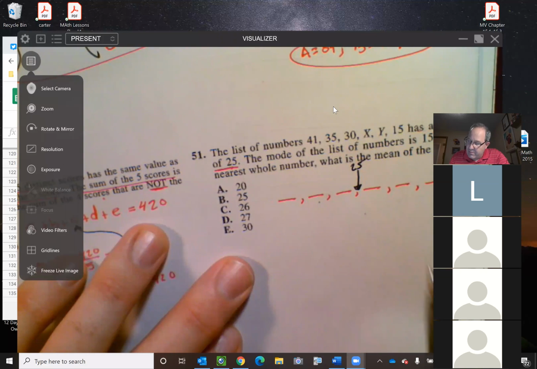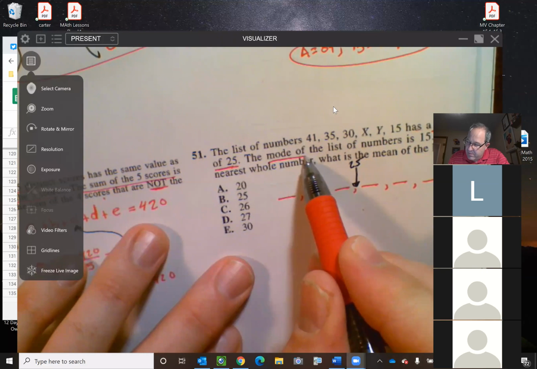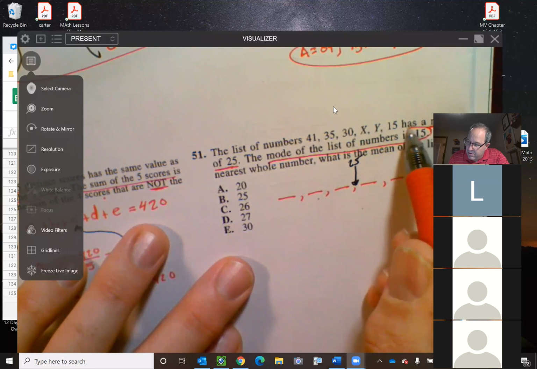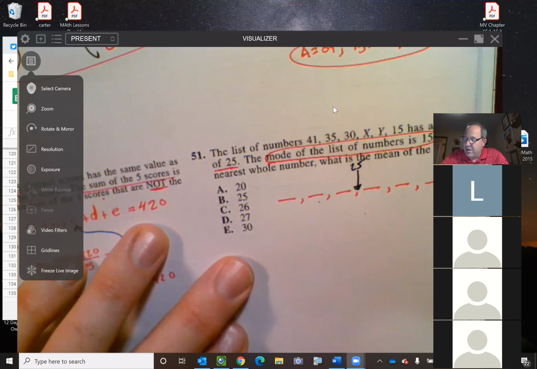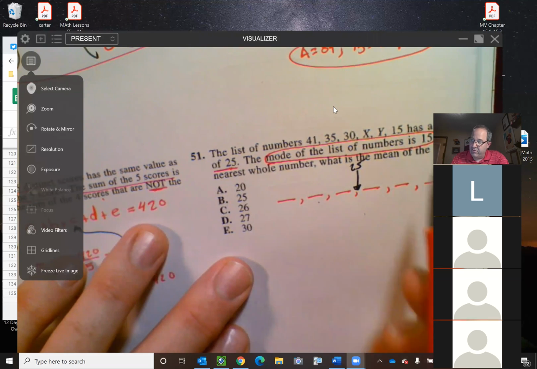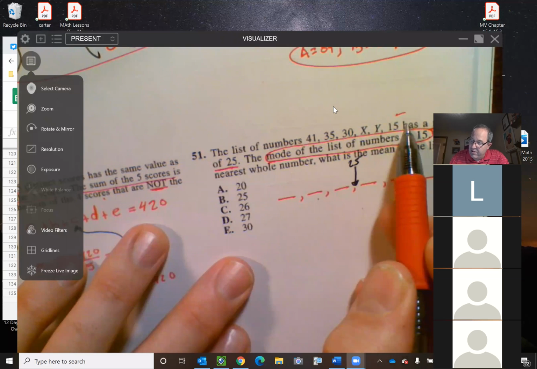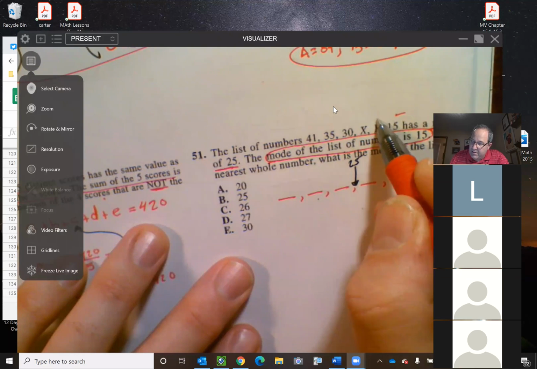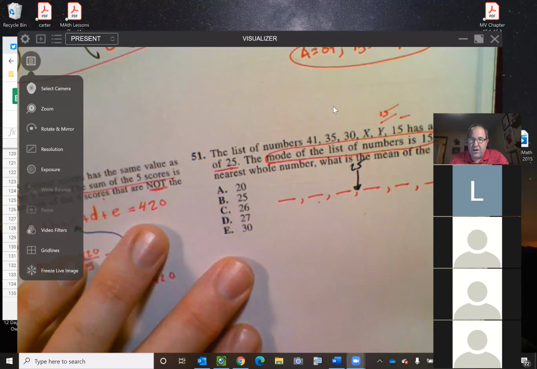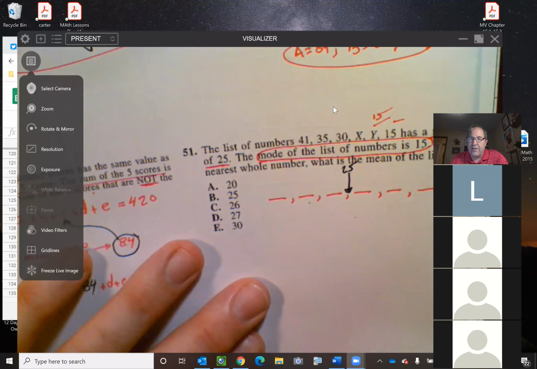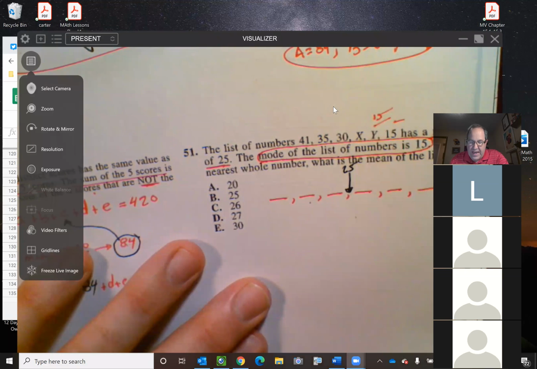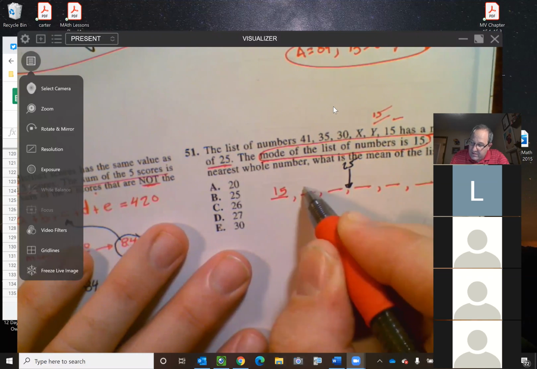Now, here's the first time they tell us about a mode. It's one of the few times I've seen mode appear on the ACT test. Mode means what happens the most often. So 15 happens the most, but notice 15 only happens once in this list. So I think it's safe to assume that maybe letter Y is a 15 also. It could be X, but it doesn't really matter. I know at least one of those has to be a 15. Now that means that we have two 15s in our list, right?